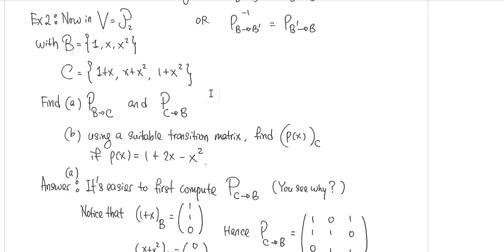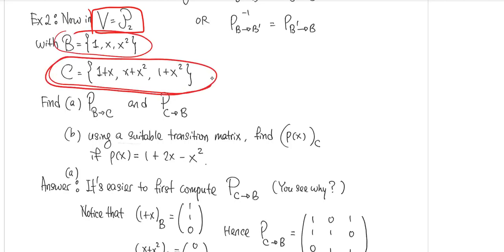Okay, so our V is a vector space consisting of all the polynomials of degree at most 2. So we have two different bases, basis B and basis C. We actually showed that before. These are the two different bases for the vector space P2. Okay, so now let's say I want to find the transition matrix P from C to B. Okay, from C to B.